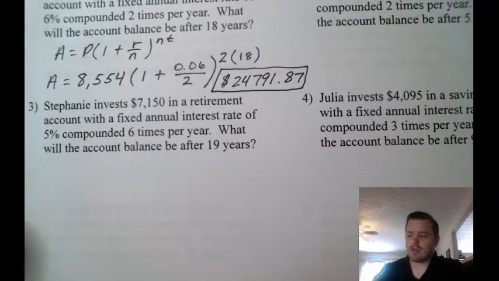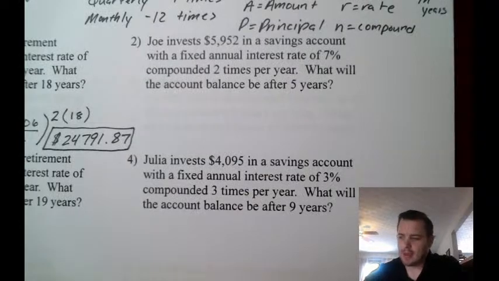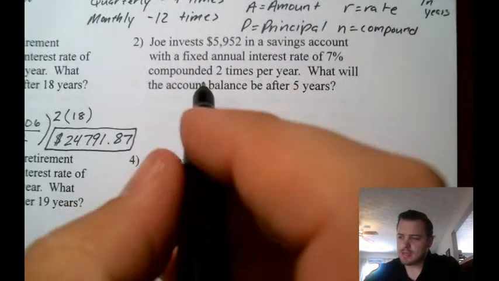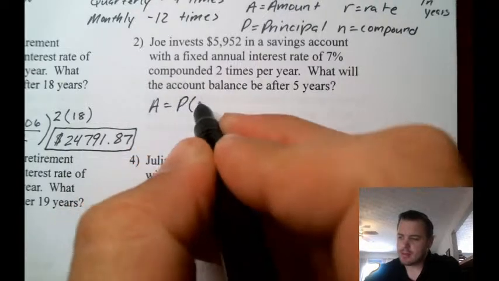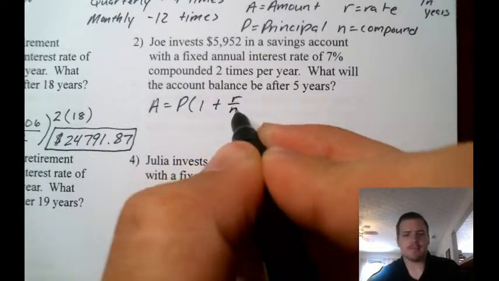All right. So then we just jump over here to the next one and start the same way. So start with our formula. A is equal to P times 1 plus R over N to the N times T power.